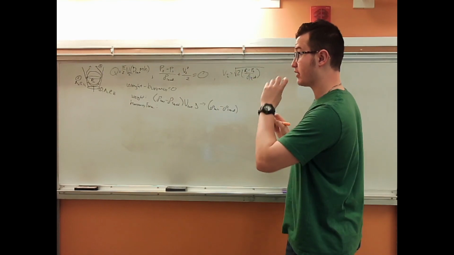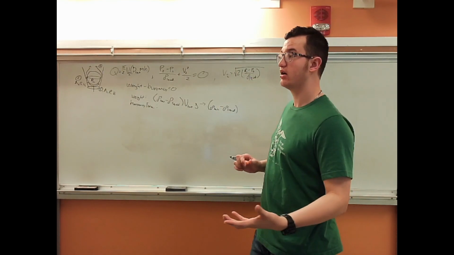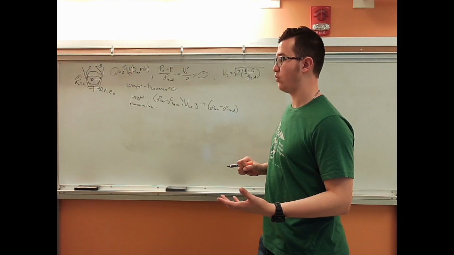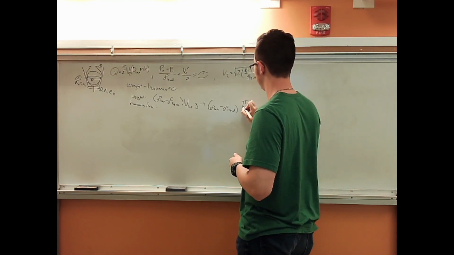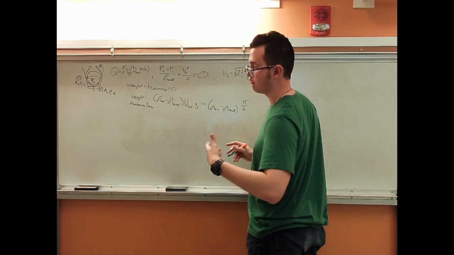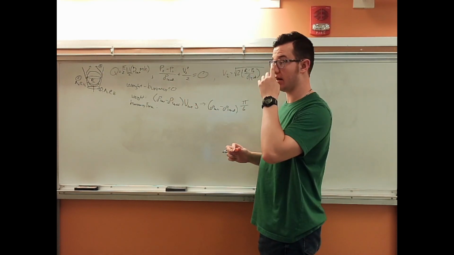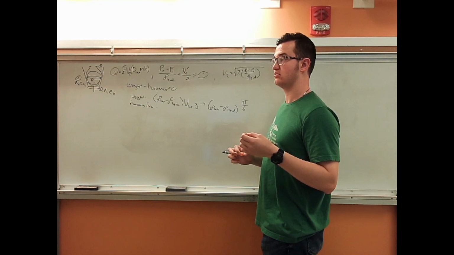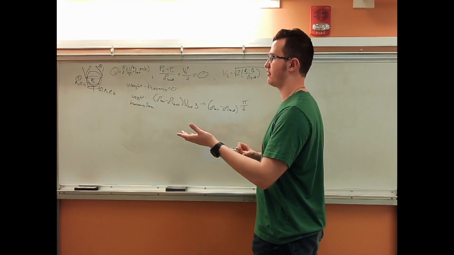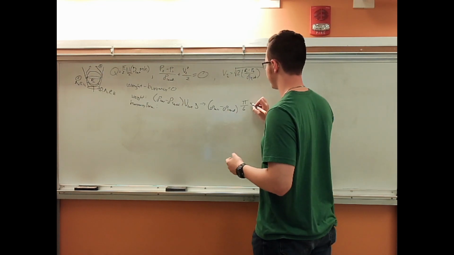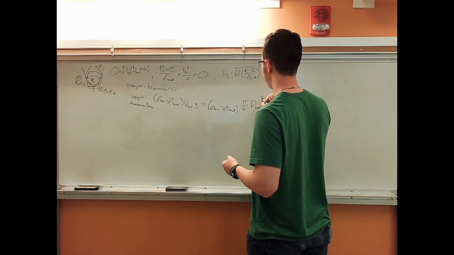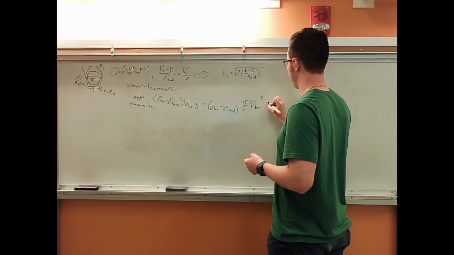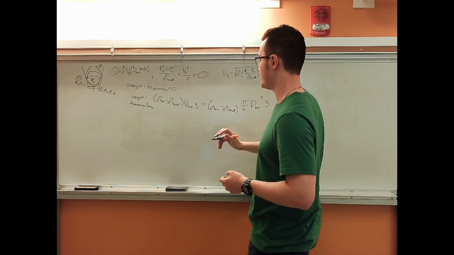The volume of the ball is the volume of a sphere, which is pi over 6 times the diameter of the ball cubed. So pi over 6, diameter of the ball cubed, times g. So we have this weight.